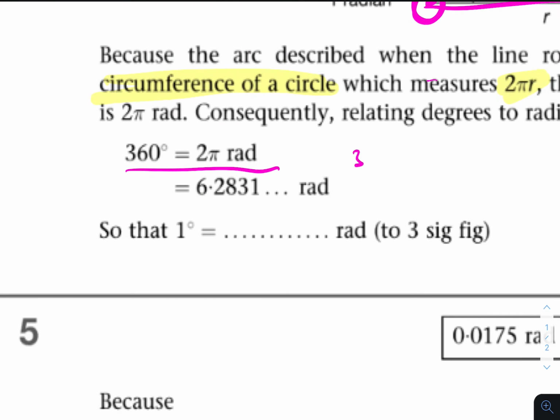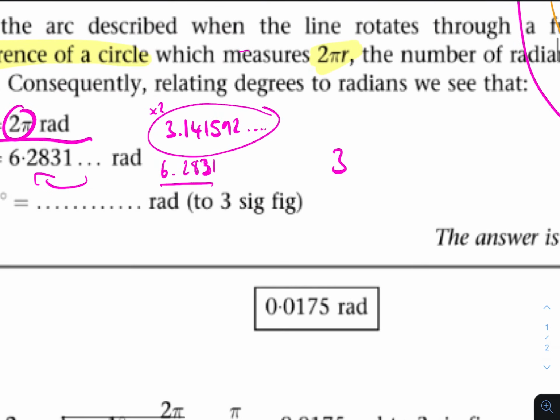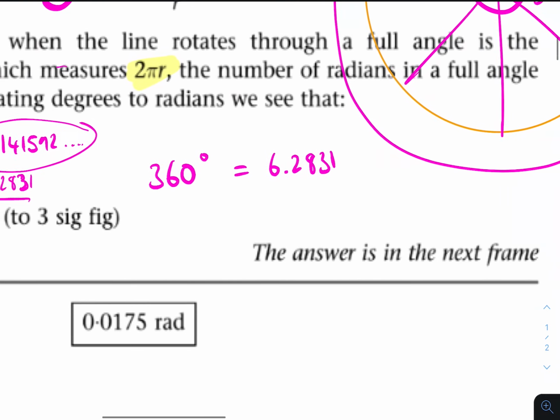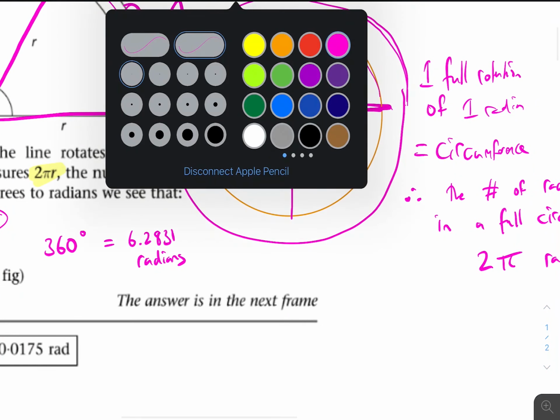And then we know that pi is 3.14159, etc. So if you times pi by 2, then you get 6.2831. So 2 pi is 6.2831. So that means that 360 degrees is equal to 6.2831 radians. And you can kind of intuitively see that.